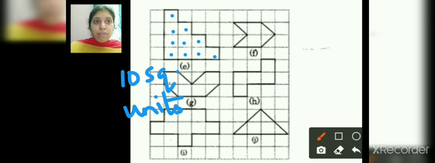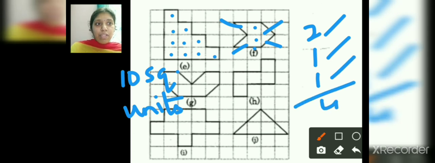Next one, F question, count the number of squares. Full squares you have 1 and 2. You have 2 full squares. And now half and half. Half plus half is 1. Again, can you see half plus half? So it is again equal to 1. So 2 plus 1, 3. 3 plus 1, 4. So there are 4. The area is 4. So F question, the area is 4 square units.